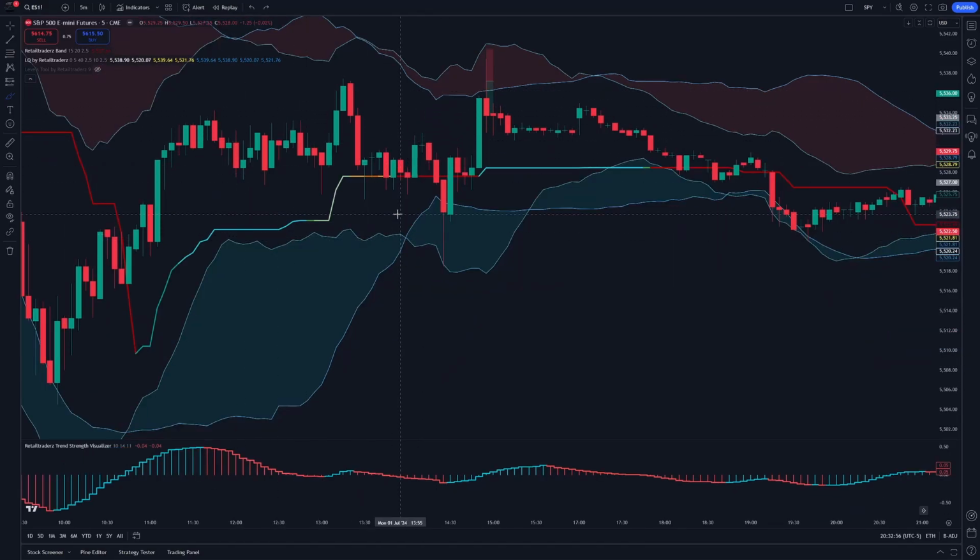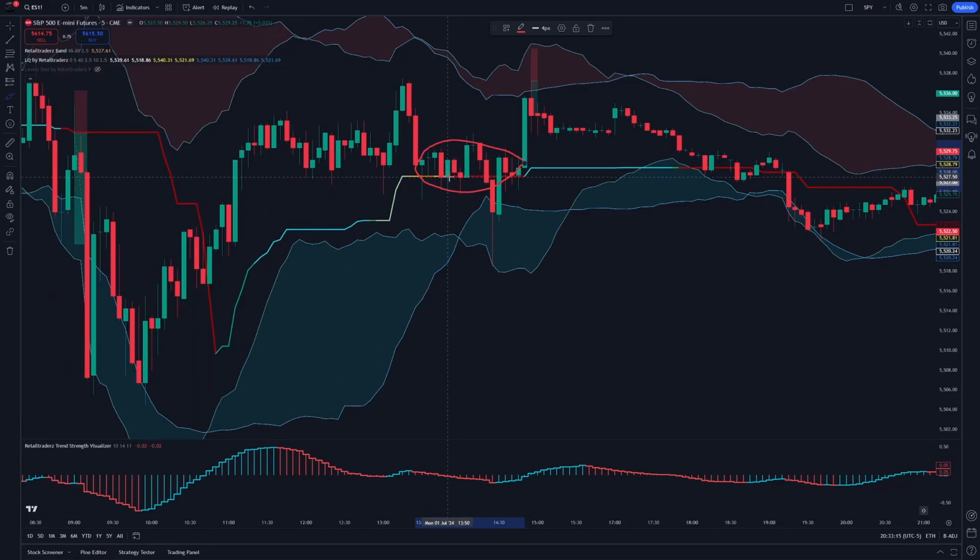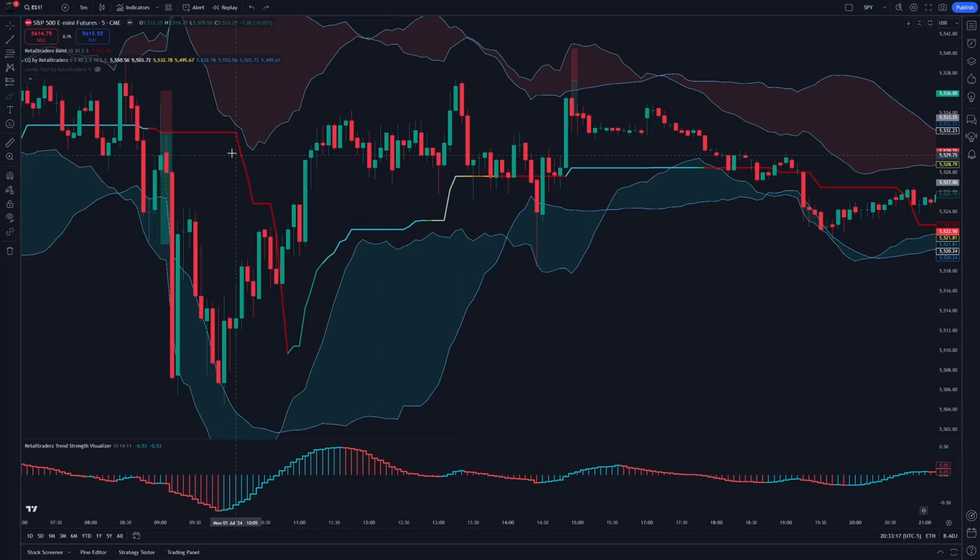Now, another thing you guys might be interested in seeing, this right here, you can see the band. You might be like, why isn't it bouncing off the band? Well, there's a very simple way to view this that will help you to not take poor trades or to help see potentially better trades. So we can see right here, it's not bouncing off the band at all, right? And we can see here, it's bouncing off the band quite a bit.